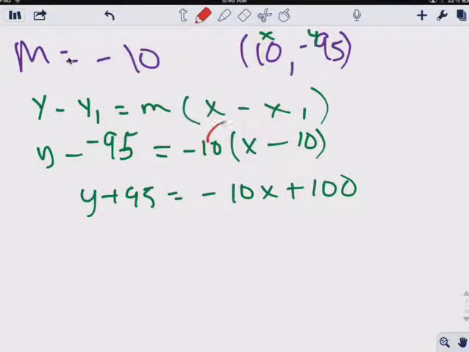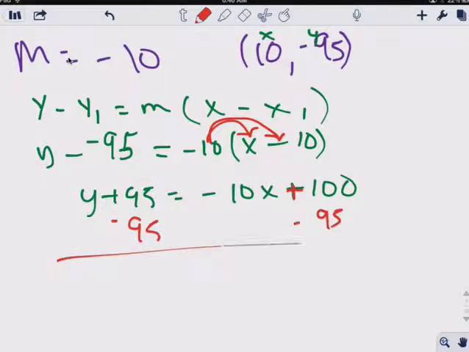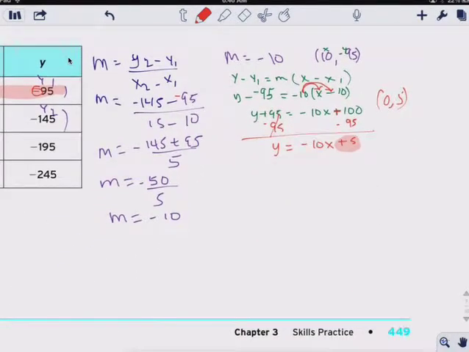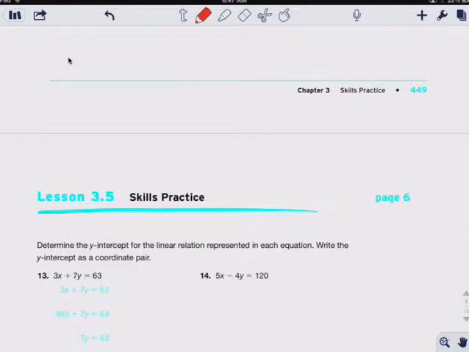Okay, distribute that. Distribute a negative and a negative. You get a positive. Be careful with that. Minus 95, minus 95. Get 5 here, get 0 there. y equals negative 10x plus 5. Your y-intercept is plus 5, so 0, 5. Okay, that's done on page 449, 450.